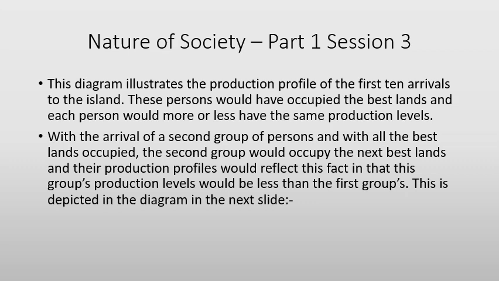With the arrival of a second group of persons, and with all the best lands occupied, the second group would occupy the next best lands, and their production profiles would reflect this fact, in that this group's production levels would be less than the first group's. This is depicted in the diagram in the next slide.